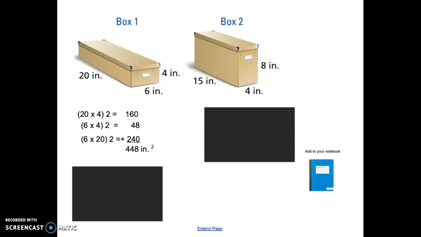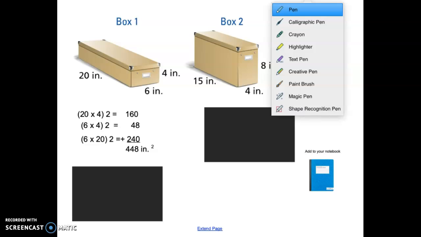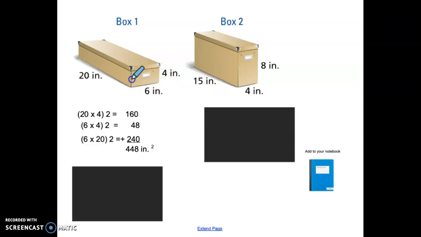But if you don't take the time to make a net, you can really look at it: this dimension here is 4, this dimension right there is 4. And so if that is true, we have this side that's 20 by 4, and this other parallel side that's 20 by 4. So we have two of those sides.